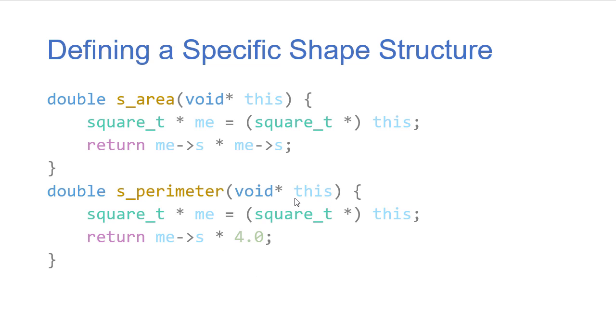And our perimeter works pretty much the same way. It takes a void pointer, and then we create a square T pointer based off this void pointer, which allows us access to the fields of the square. And so then we could say me s times 4, that gives us the perimeter.